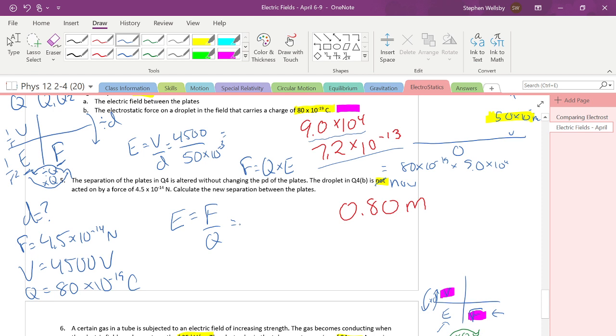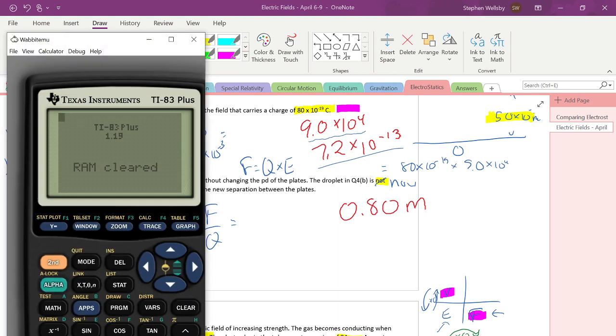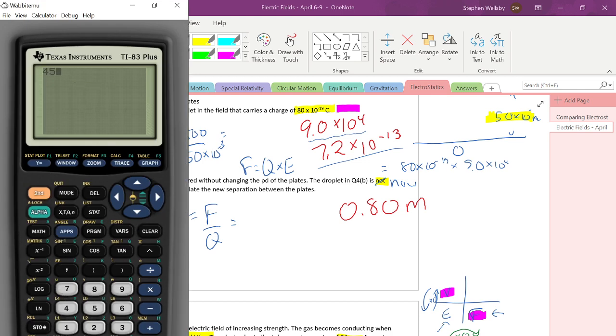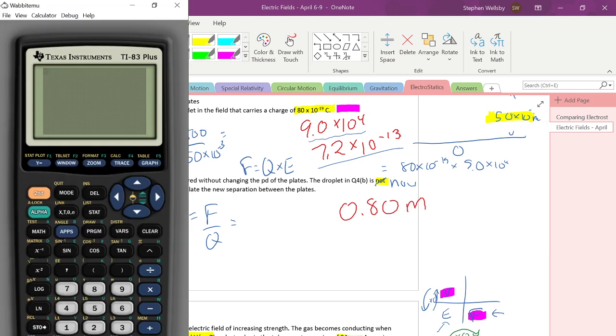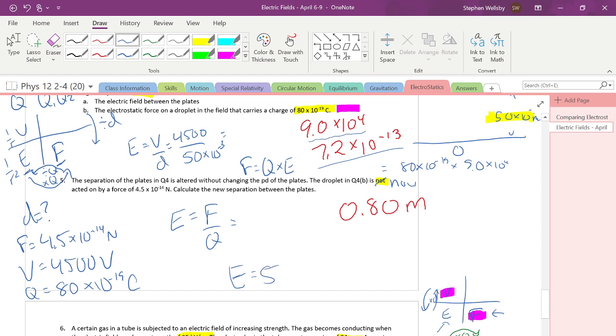So this is going to be 4.5 times 10 to the minus 14 divided by 80 times 10 to the minus 19. That gives me my field. So my field is 5,625, and this is going to be measured in volts per meter.